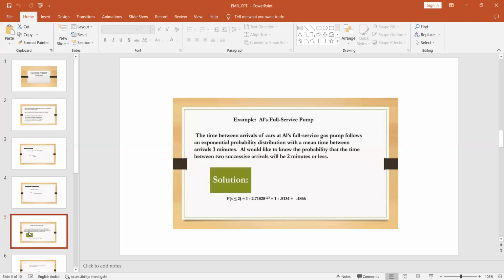Some examples: AP's Full Service. The time between arrivals of cars at AP's Full Service gas pump follows an exponential probability distribution with a mean time between arrivals of 3 minutes. We would like to know the probability that the time between two successive arrivals will be 2 minutes or less. Solution: P of x less than or equal to 2 is 1 minus e to the power of minus x by mu, which is minus 2 by 3, which is 1 minus 0.5134, which is equal to 0.4866.